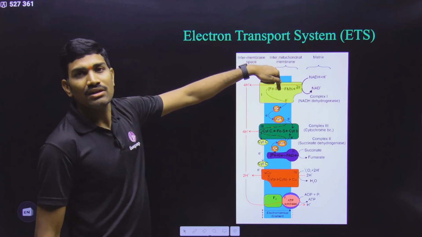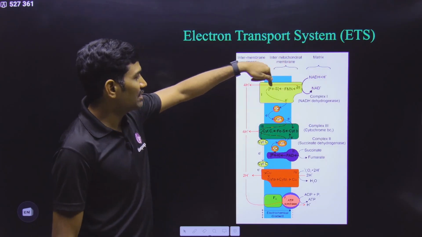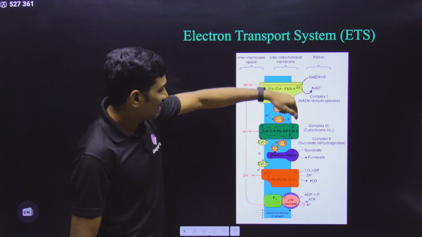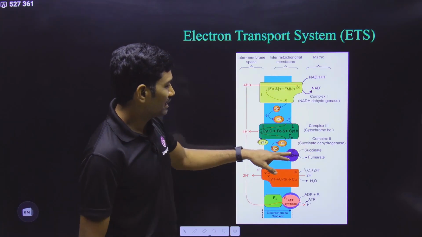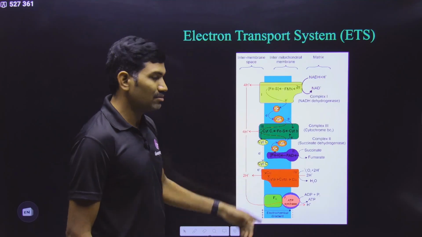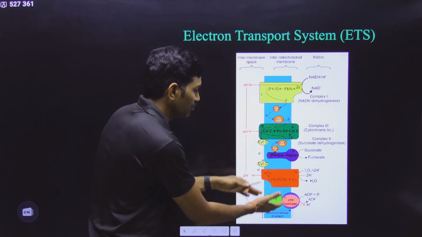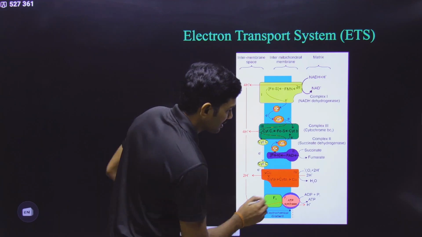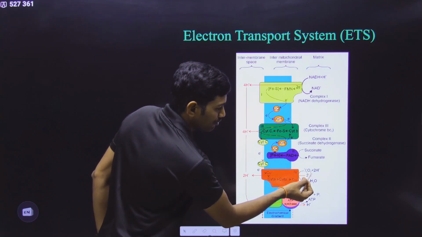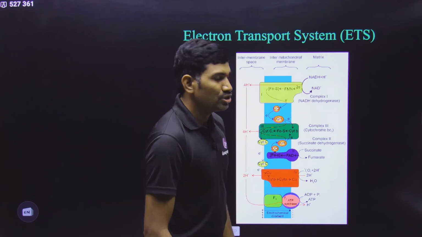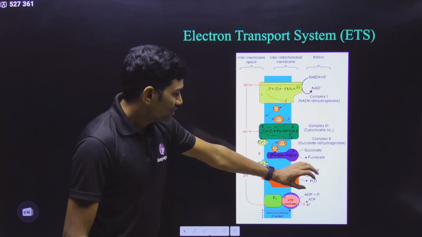NADH has some electrons, and it gives electrons to this complex. They move in a sequential process. And FADH2, here complex 2 will be there, and this FADH2 also gives its electrons to this complex. So in this way, these electrons move through this particular complex. And ultimately, here O2 plus 2H+ forms H2O. Understood or not?